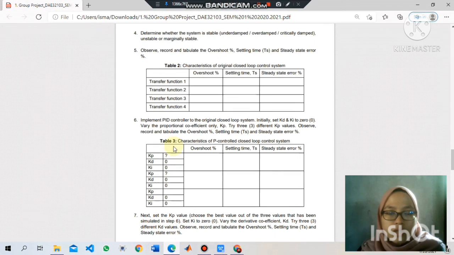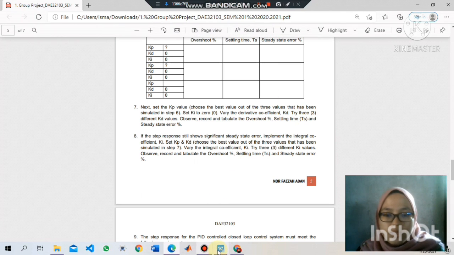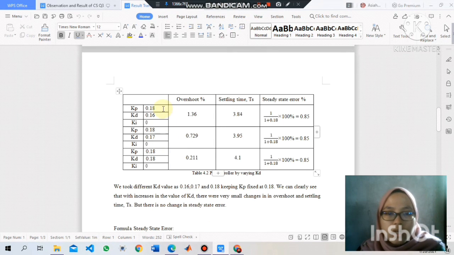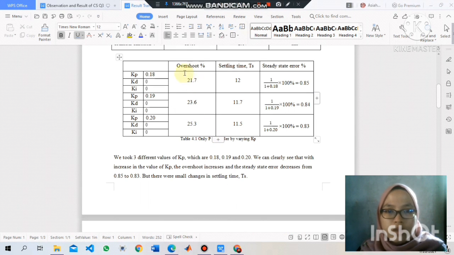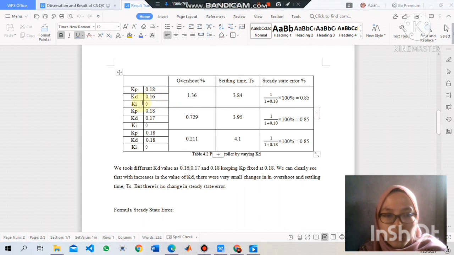For the next table, the question asks to set the KP value, choose the best value out of the three values that we have chosen, and set KI to 0. Vary the derivative coefficient KD and try three different values of KD. We do the same thing on this table, except that we keep the KP value the same. We use 0.18 because it has a lower percentage overshoot and settling time, and then we choose three different values of KD, which are 0.16, 0.17, and 0.18.